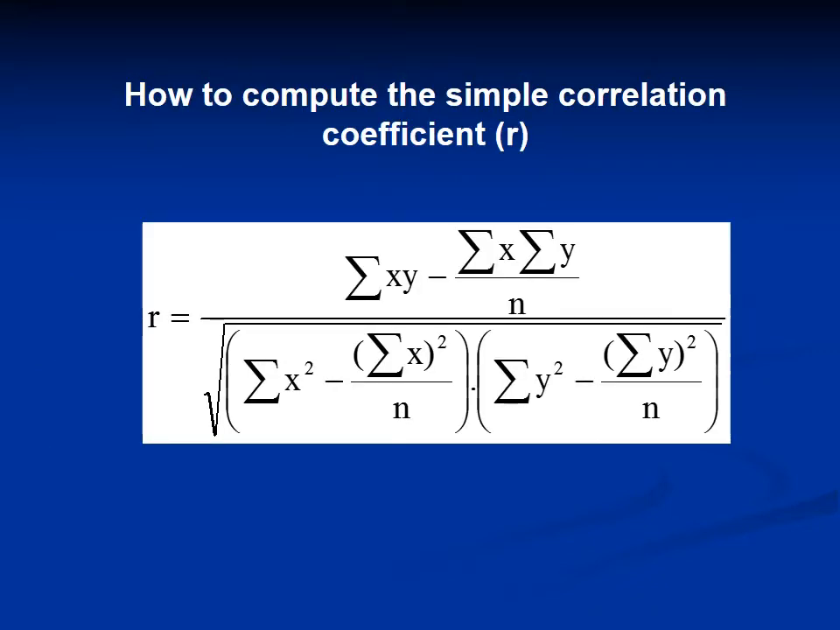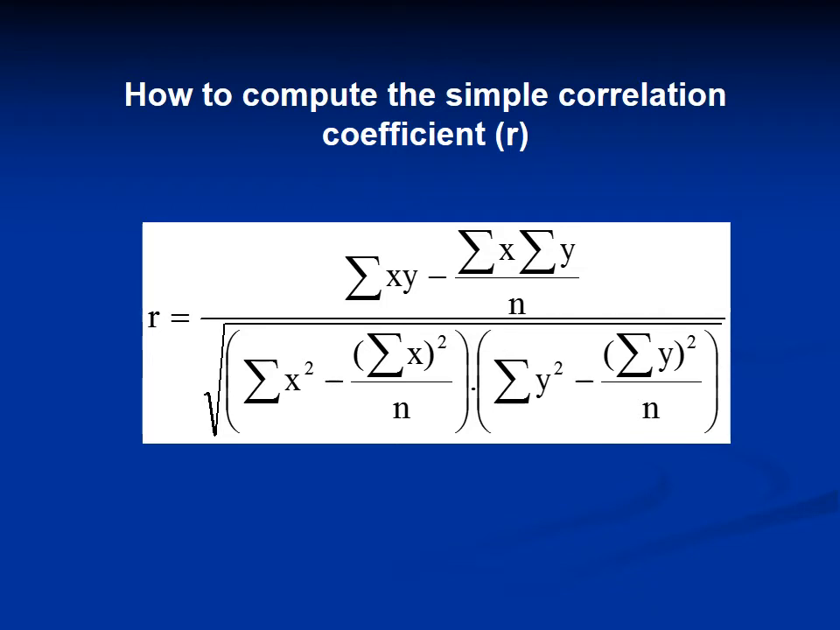How to compute the simple correlation coefficient R? This gives us the formula. So R is equal to the formula you're seeing there: the sum of xy minus the sum of x times the sum of y divided by n. n is the sample size that you're looking at. So how many observations are you looking at? So this is n.